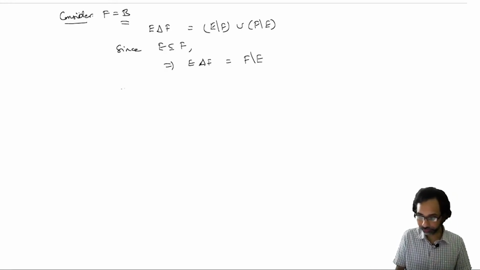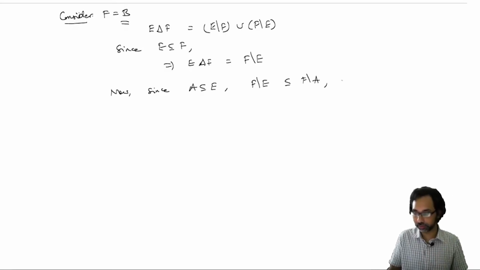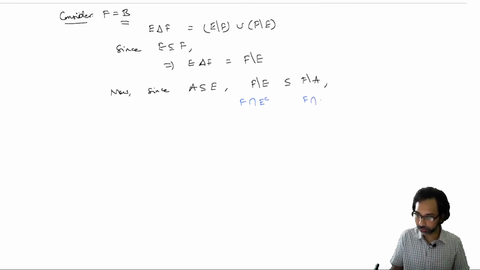Okay, and now since A is a subset of E, F minus E is a subset of F minus A. Okay, so we can just write this as F intersection E complement and this as F intersection A complement, and this inclusion implies that E complement is a subset of A complement. So therefore F minus E is included in F minus A.